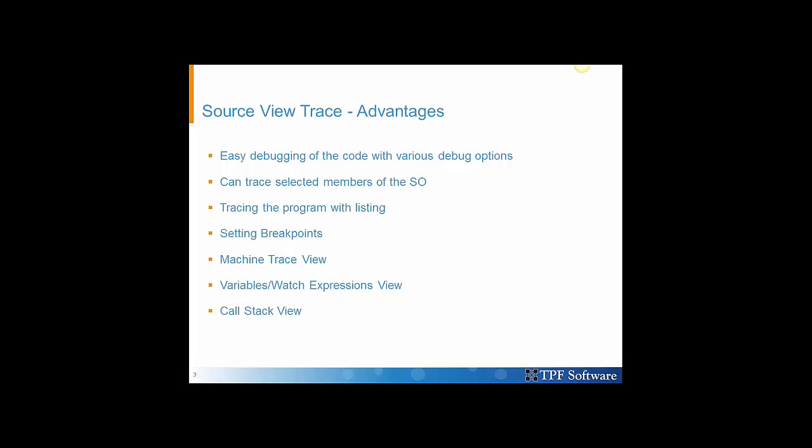User can also trace the program with a listing file. Listing file is nothing but the combination of opcode and displacement. User can also trace the program by setting various breakpoints, and user can also view their trace by different types of debug views, such as mission trace view, variables and watch expression view, or stack view. Let me present the demo of how Socio Trace works.